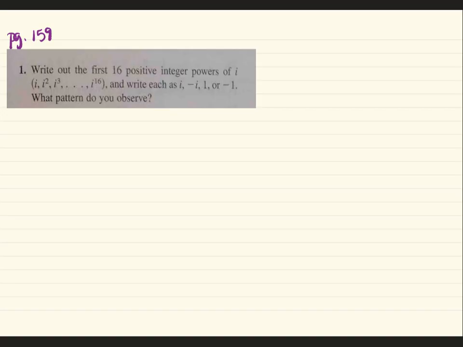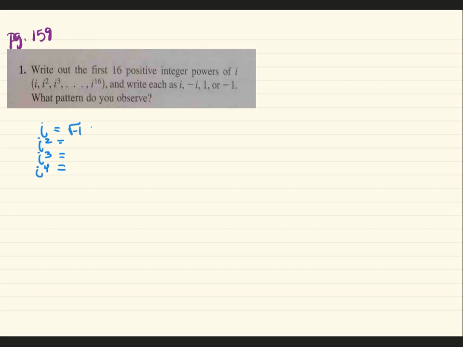Okay, so we're going to go through number 1. I just want you to notice the patterns after we go through and list all these out. So the directions for number 1 says write out the first 16 positive integers of I. So we're going to start with I squared, I cubed, I to the 4th, and we're going to go all the way through to I to the 16th and calculate those out. And then see if we see any patterns at all. Okay, so we'll start with I, we know is square root of -1.